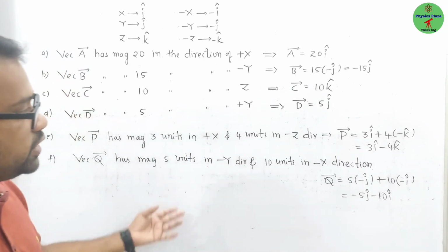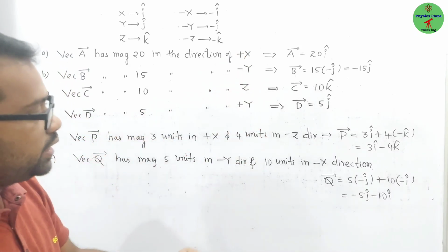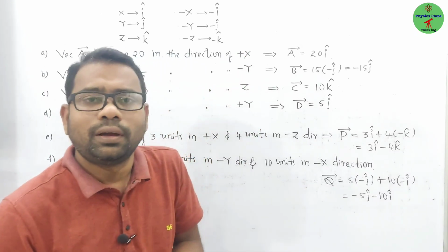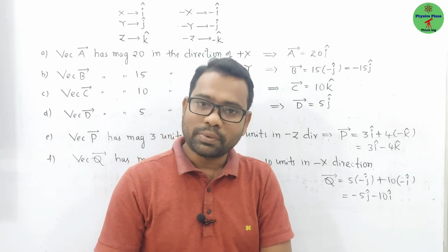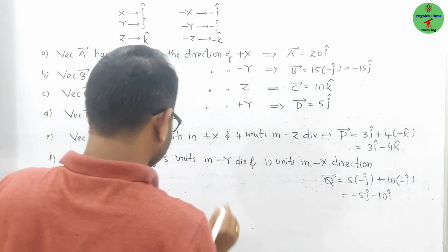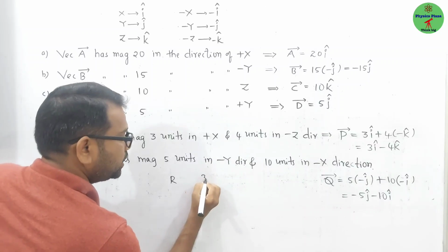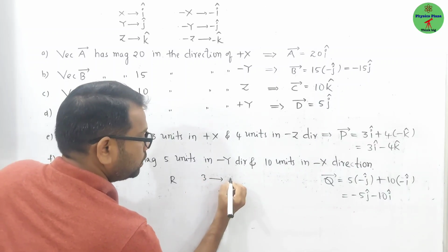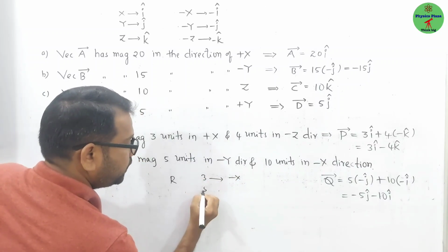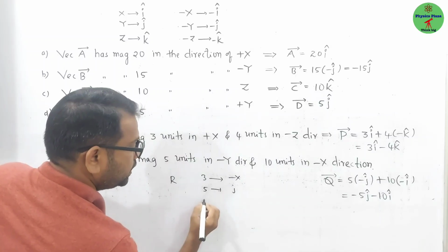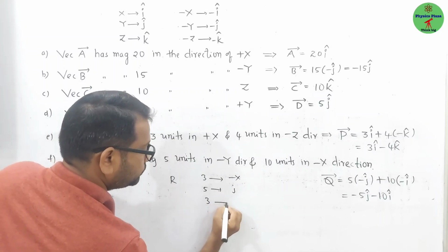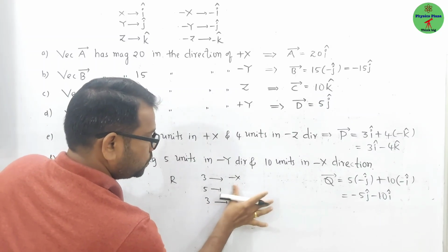Okay, fine. So this is actually one dimension and that is two dimensions. The same thing can be in three dimensions also, right? For suppose, one more vector, let us say vector R. It has 3 units magnitude in the minus x direction and 5 units in the y direction and 3 units along y.